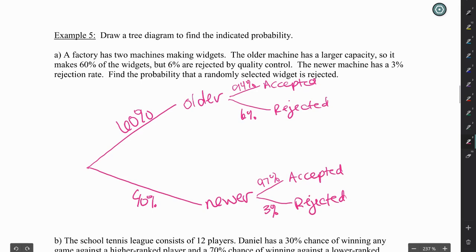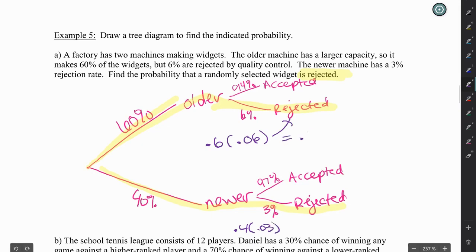Now, to do math on the tree diagram, if we're going down a branch, we multiply. So we asked, find the probability that a randomly selected widget is rejected. So there's two ways a widget can be rejected. It can be an older or it can be a newer. So as we're going down the branch, we would multiply those together. So that would be 0.6 times 0.06 for the top branch. The bottom branch would be 0.4 times 0.03.